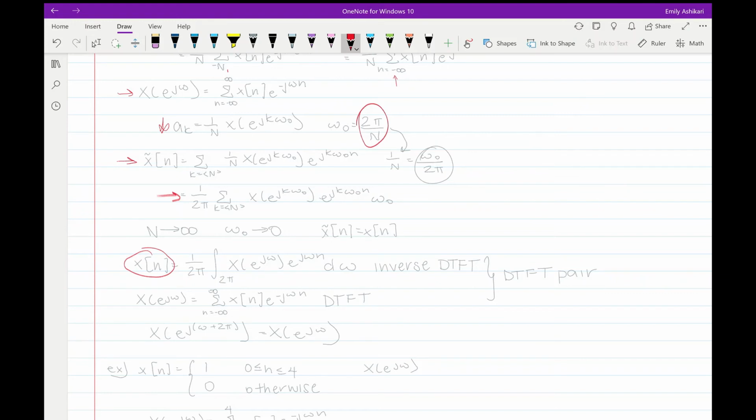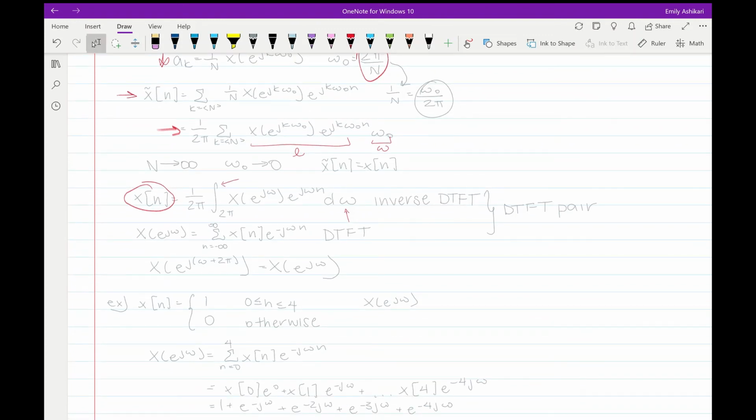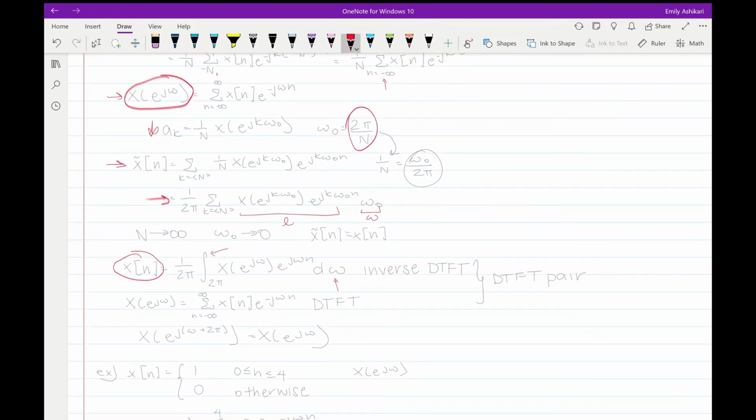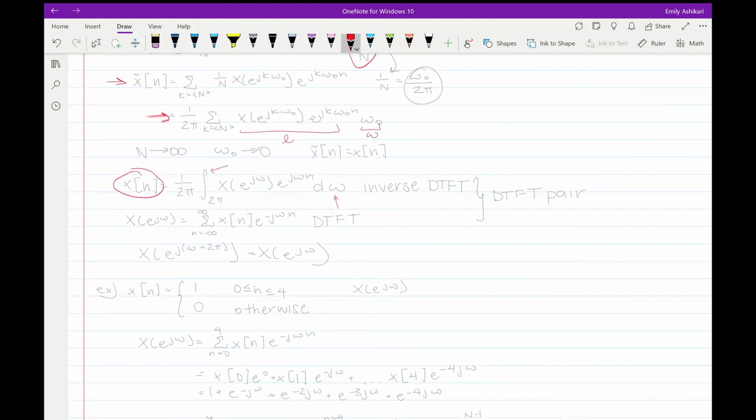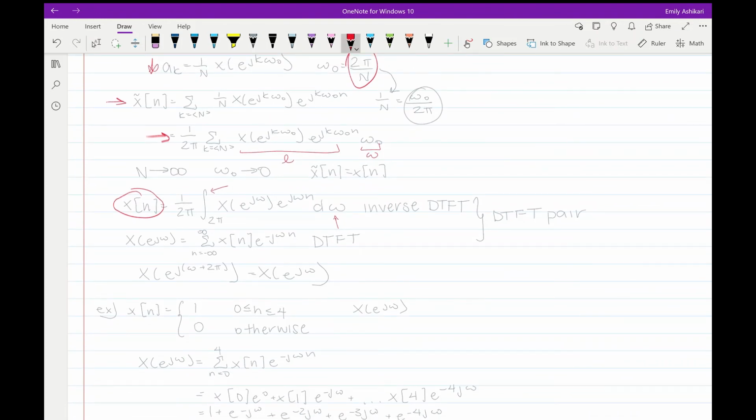And then because this formula here looks like a rectangle, so this being our length and omega naught being our width. As we shrink that width, because again omega naught's going to 0, it becomes to look like a d omega, and then our summation becomes an integral. And that actually becomes our discrete time Fourier transform, and our equation from earlier up here becomes our DTFT, and that's our DTFT pair.